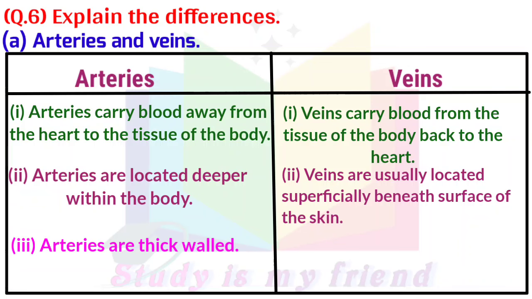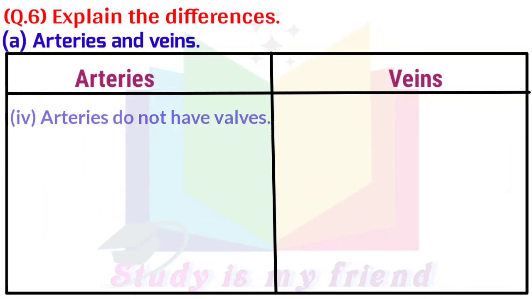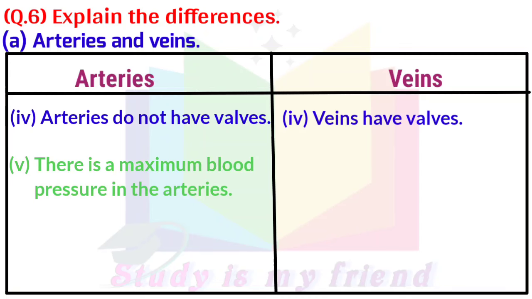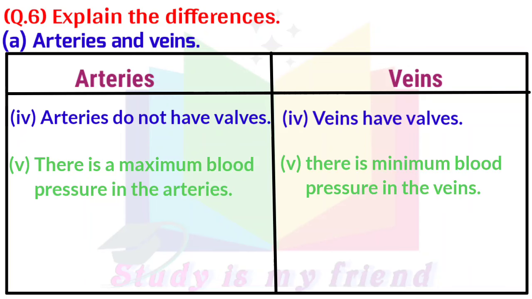3. Arteries are thick-walled. 3. Veins are thin-walled. 4. Arteries do not have valves. 4. Veins have valves. 5. There is maximum blood pressure in the arteries. 5. There is minimum blood pressure in the veins.